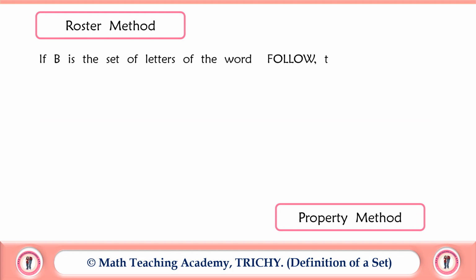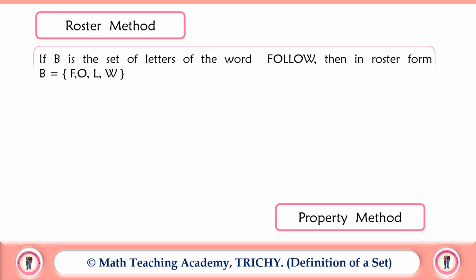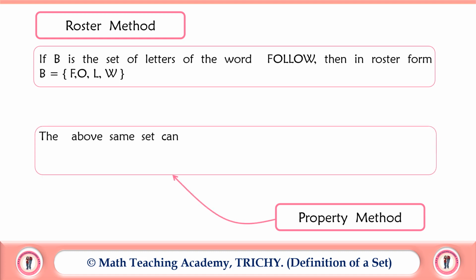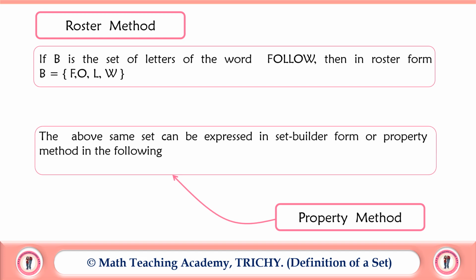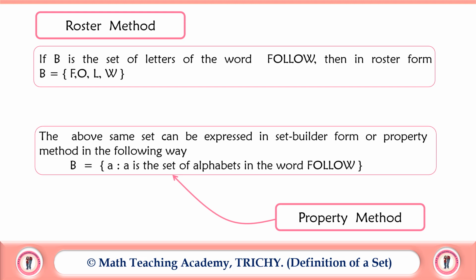If B is the set of letters of the word FOLLOW, then in roster form we can describe B as B = {F, O, L, W}. How do you describe this set with the help of the property method? The same set can be expressed in set builder form or property method in the following way. B = {x : x is a letter of the word FOLLOW}.